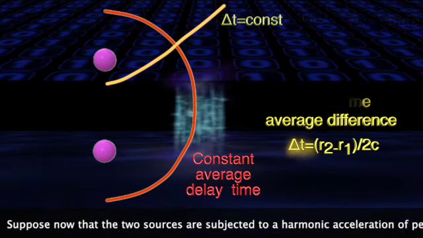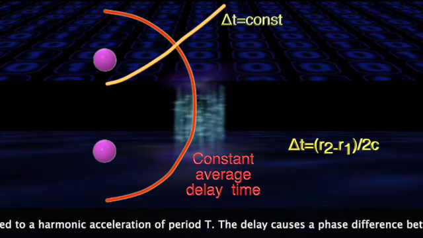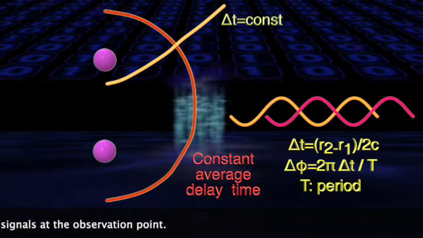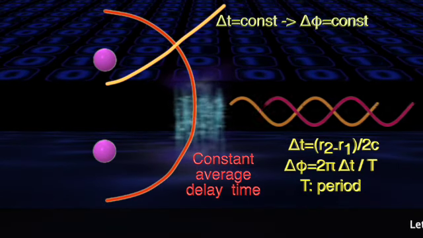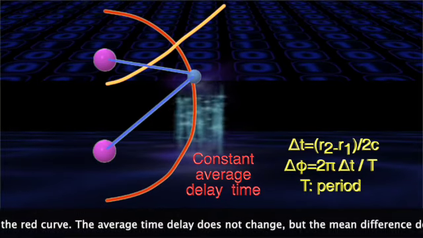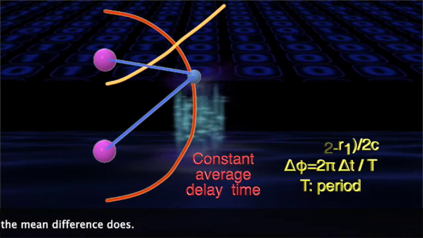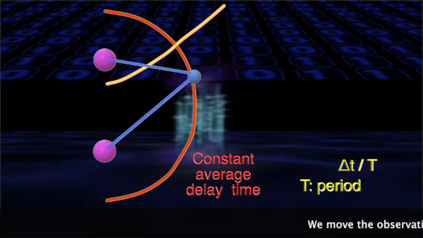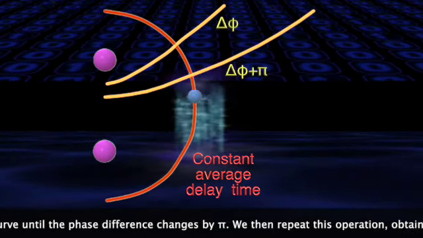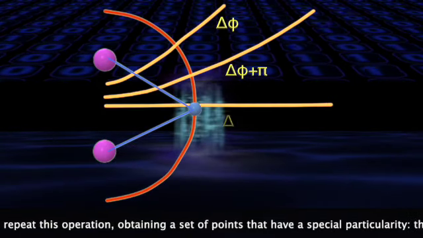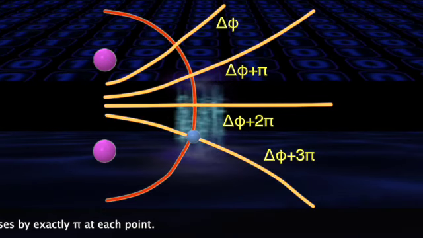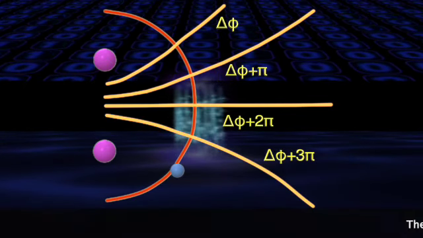Suppose now that the two sources are subjected to a harmonic acceleration of period t. The delay causes a phase difference between the two signals at the observation point. Let's move the observation point along the red curve. The average time delay does not change, but the mean difference does. We move the observation point along the red curve until the phase difference changes by pi. We then repeat this operation, obtaining a set of points that have a special particularity. The phase difference increases by exactly pi at each point.